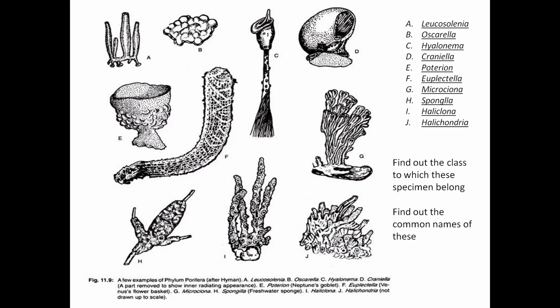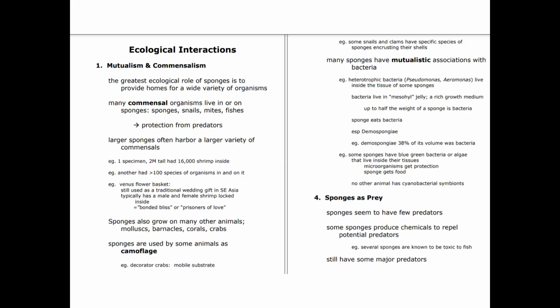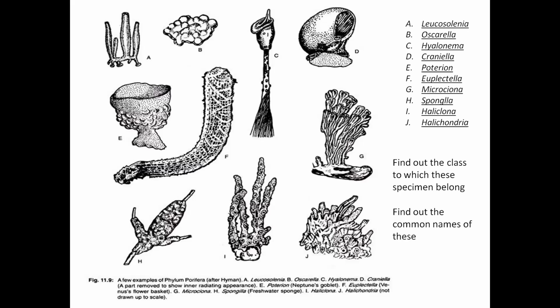Now, homework is you have to find out the class to which these specimens belong. These are A to J, which specimen belongs to which class, and find out the common name. What is the common name of Hyalonema? What is the common name of Poterion? What is the common name of Spongilla? So, thank you.